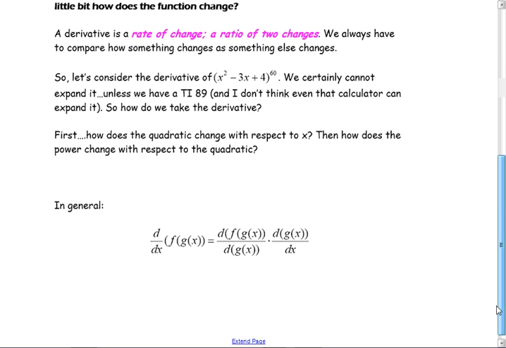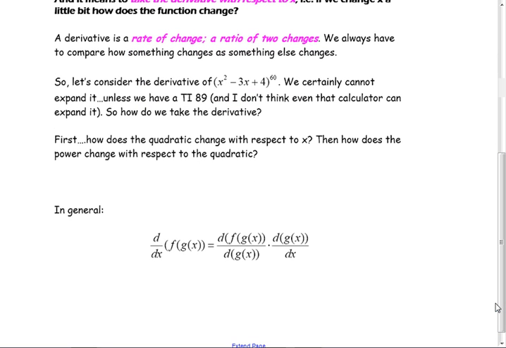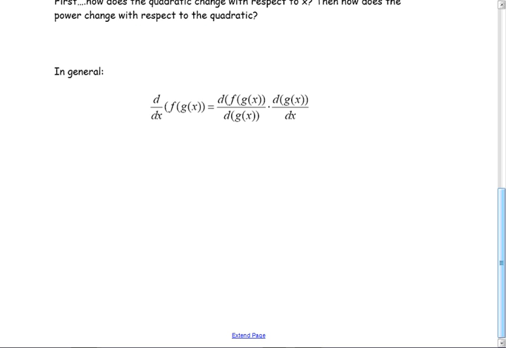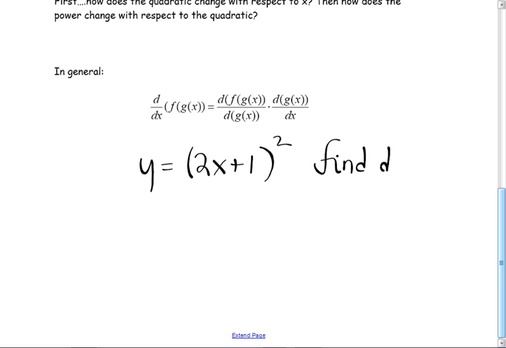Okay, so let's look at my little function here. This is hard to understand, so I'm not going to even talk about this today. But I'm going to talk about this function right here. Actually, let's make an easier problem. Let's say y is equal to (2x plus 1) quantity squared. And I want to find the derivative of y with respect to x.